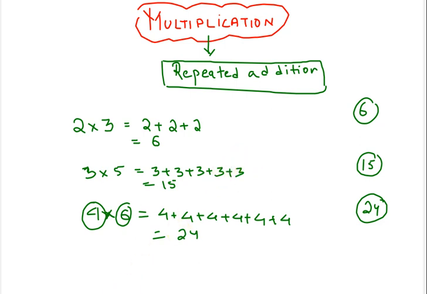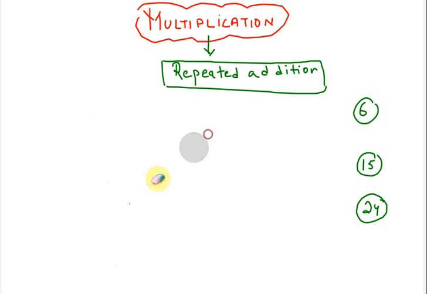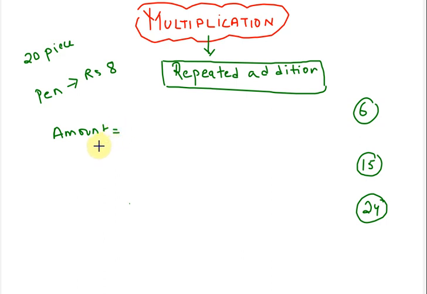For example, let's say I went to the market and purchased a product, a pen or anything, a pen which costs rupees 8. Let's say I'm purchasing 20 pieces of this pen. While calculating the amount, how much I need to pay, if we don't know about multiplication, what will I do? I will add up 8, 20 times, right? It will consume more time, yes or no? I need to add 8 twenty times if I don't know the concept of multiplication.